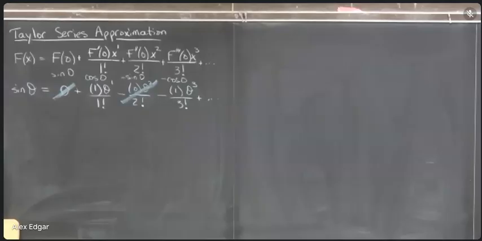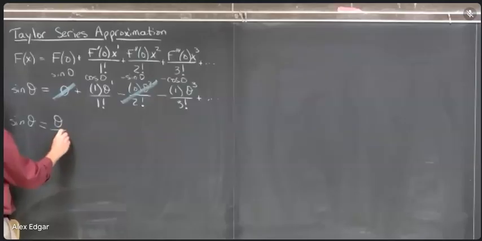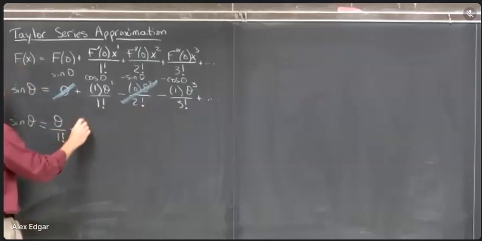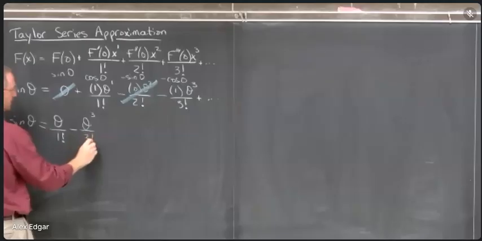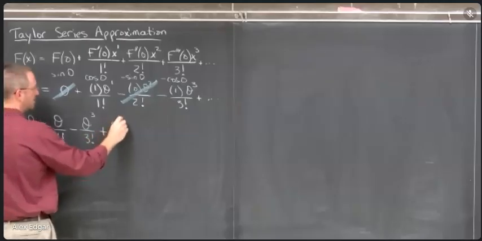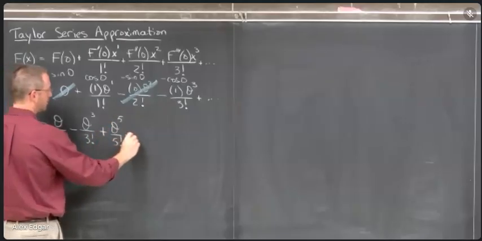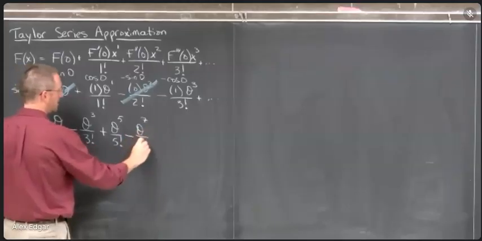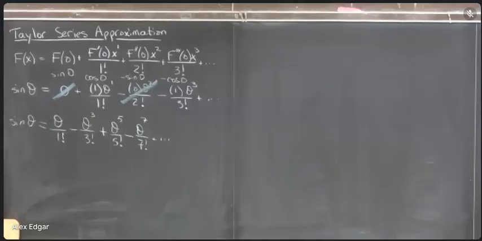When we get rid of the terms that disappear because we're multiplying by 0, sine theta turns into theta over 1 factorial minus theta cubed over 3 factorial plus theta to the 5th over 5 factorial minus theta to the 7th over 7 factorial. And the pattern will simply repeat with all of the odd powers, pluses and minuses alternating.